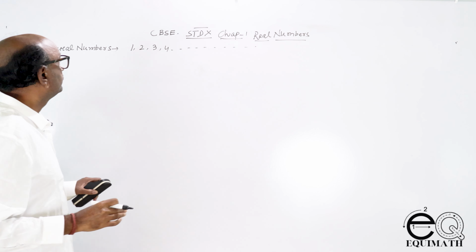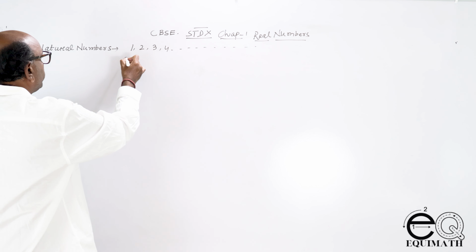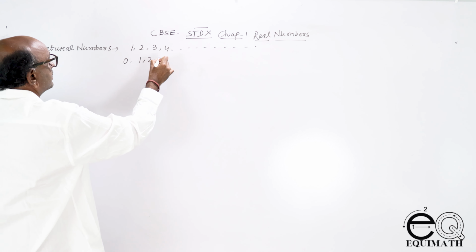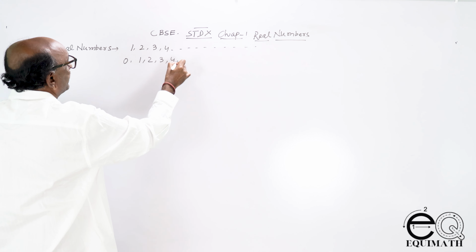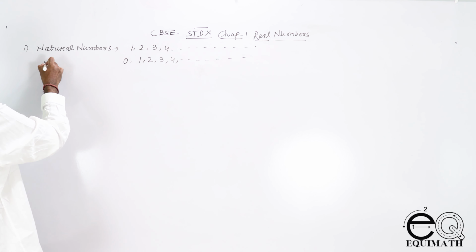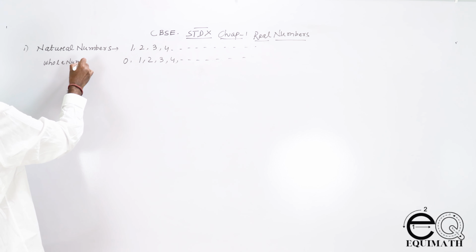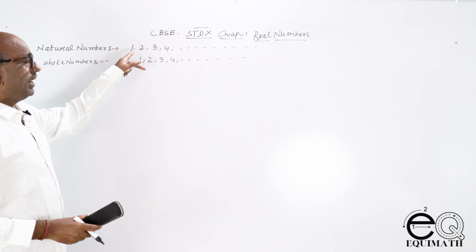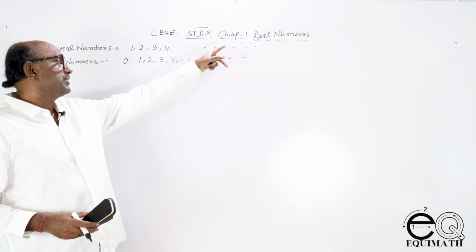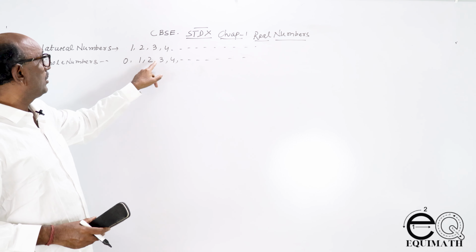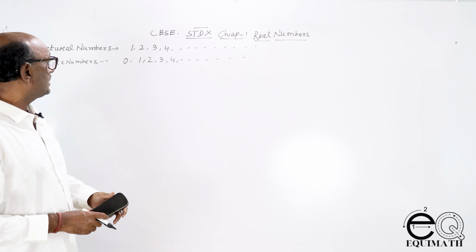Clear? Then 0 including all the natural numbers are known as whole numbers. Whole numbers. 0 including all the natural numbers are whole numbers.